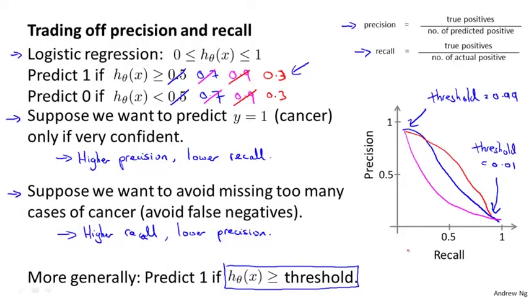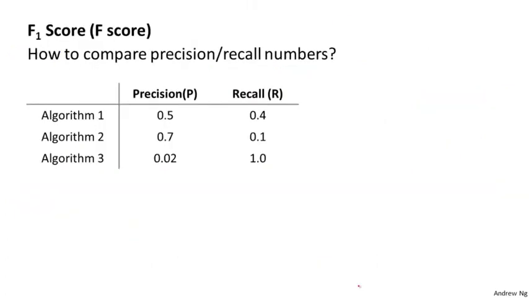So this raises another interesting question, which is, is there a way to choose this threshold automatically? Or more generally, if we have a few different algorithms or a few different ideas for algorithms, how do we compare different precision recall numbers? Concretely, suppose we have 3 different learning algorithms. Actually, maybe these are the same algorithm, but just with different values for the threshold. How do we decide which of these algorithms is best?